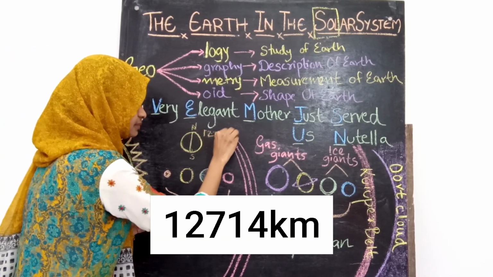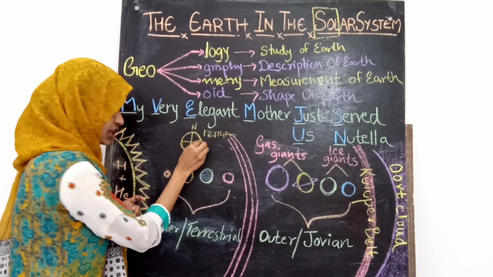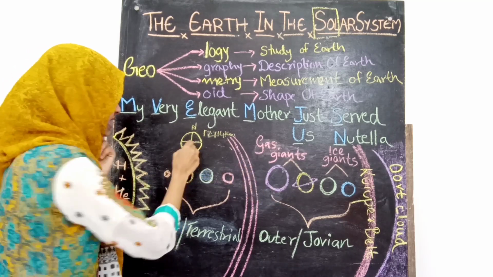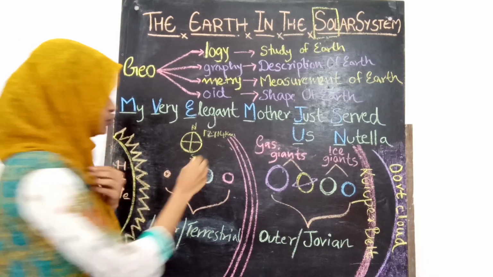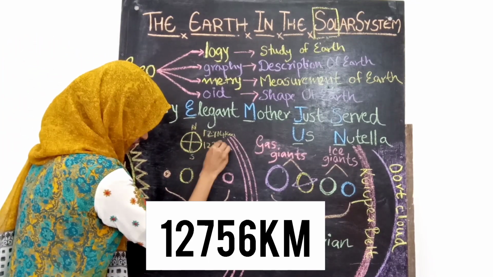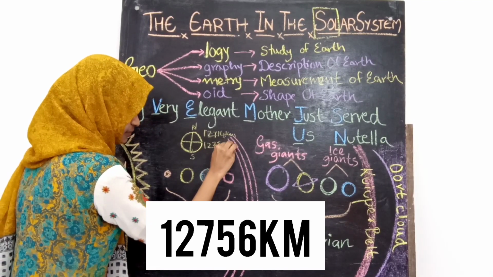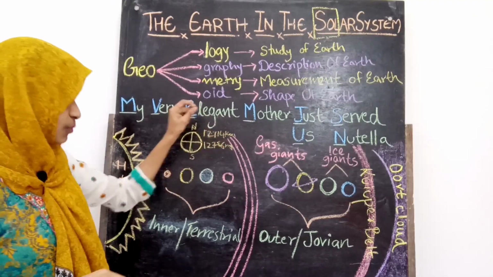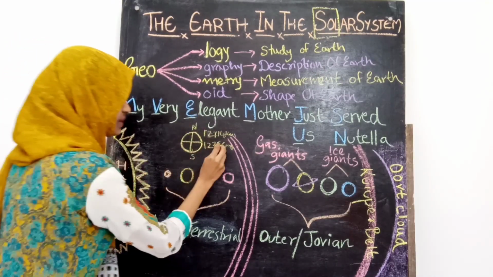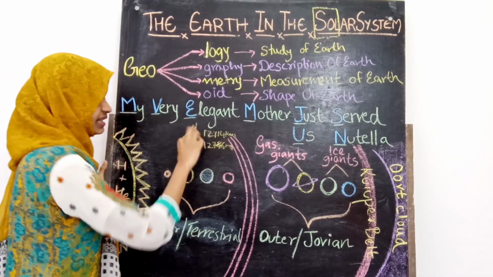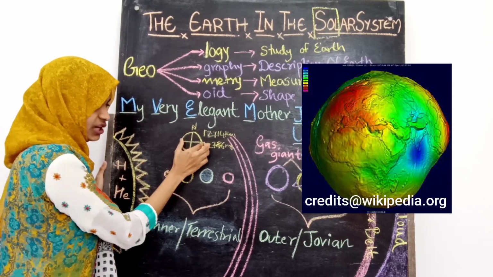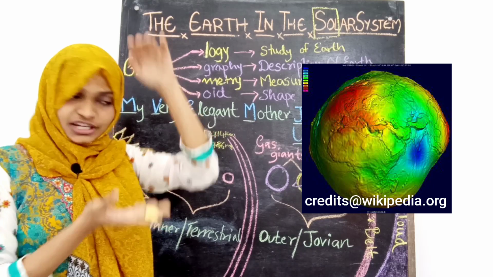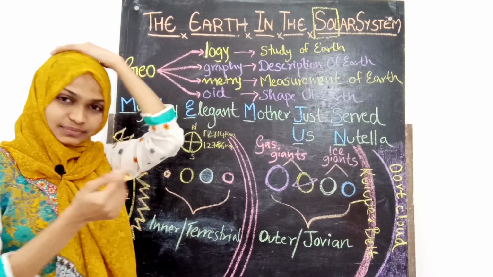12714 kilometer, and the diameter of the equator, which is the line which passes directly through the middle of earth, it is 12756 kilometer. So you can see that 12714 is smaller than 12756. So it means that the poles are shorter than the equator. The earth is a bit squished, so the poles are shorter than the equator.